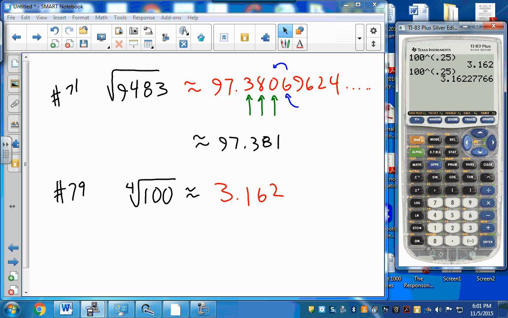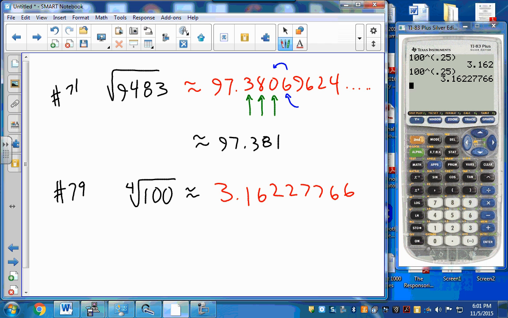Notice that the calculator gives me 3.16227766, and I'm looking for the thousandth place. This is the tenth, the hundredth, the thousandth. I always have to look at the next digit over. If this is 5 or more, I round up. If this is less than 5, I just truncate and chop it off, and that's my answer. Okay, so 3.162. Calculator usage.